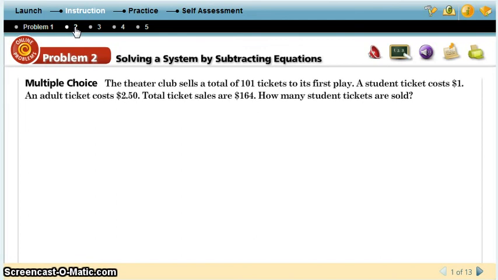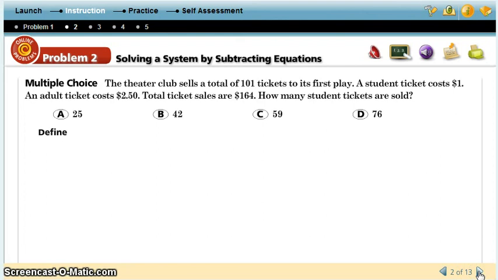In this problem, you will solve a system by subtracting equations. The theater club sells a total of 101 tickets to its first play. A student ticket costs $1. An adult ticket costs $2.50. Total ticket sales are $164. How many student tickets are sold? Your choices are A, 25, B, 42, C, 59, and D, 76.